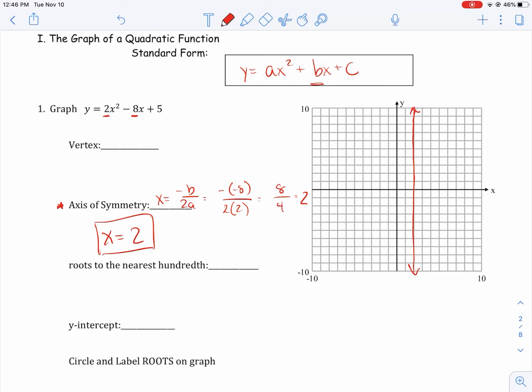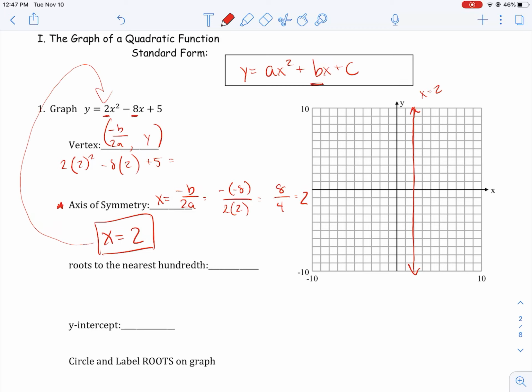Okay, x equals 2. All right, now let's find the vertex. So I'm going to take this value and put it anywhere I see an x. Again, remember our vertex is just that x value with the y value. So we're going to go 2 times 2 squared minus 8 times 2 plus 5.